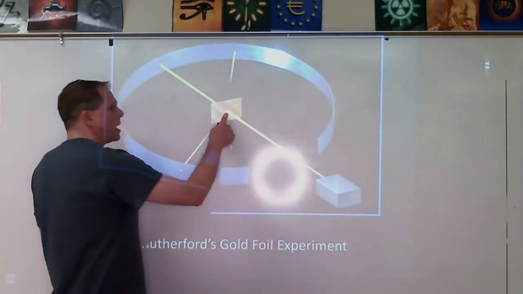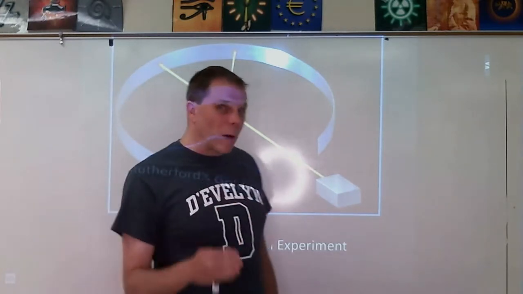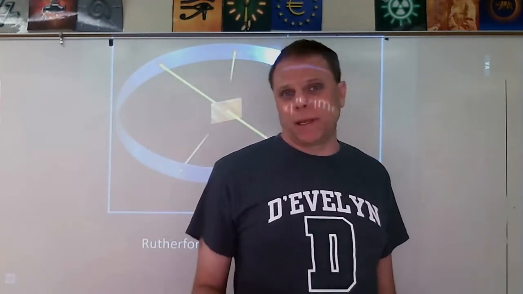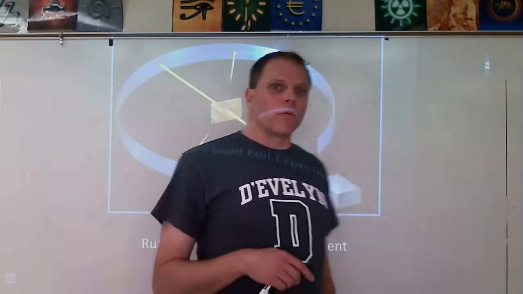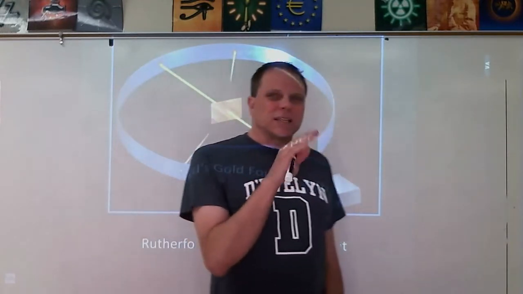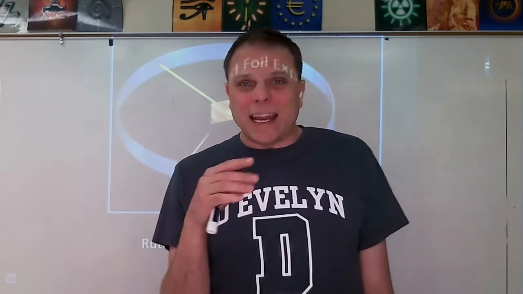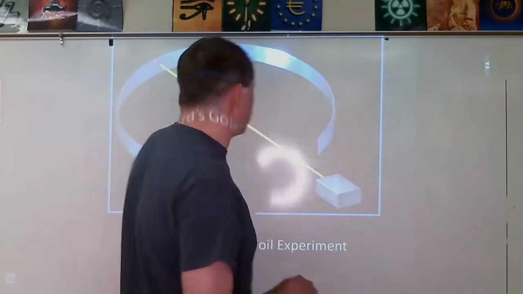If I shoot these alpha particles, which are helium nuclei and way bigger, way more massive than electrons, then this particle should be able to shoot right through the gold foil. If all of matter is just this positive goo, I should be able to shoot big particles through just this little goo stuff, right?